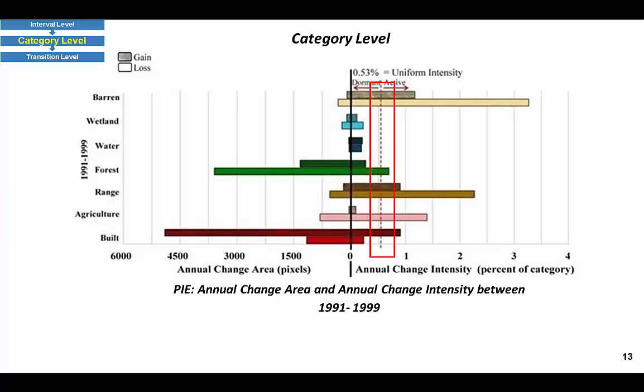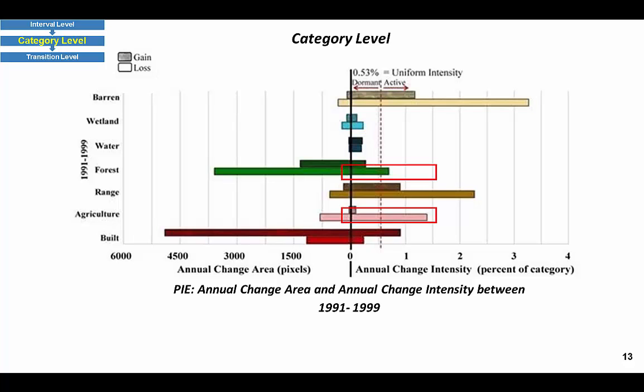The dashed line is a uniform line, which is equal to the annual change during the interval. If all categories lose with the same intensity, then all the loss intensity bars will be at this line. Similarly, if all categories gain with the same intensity, then all the gain intensity bars will be at this line. If a bar extends to the right of the uniform line, then that loss or gain is active. If a bar stops to the left of the uniform line, then that loss or gain is dormant.